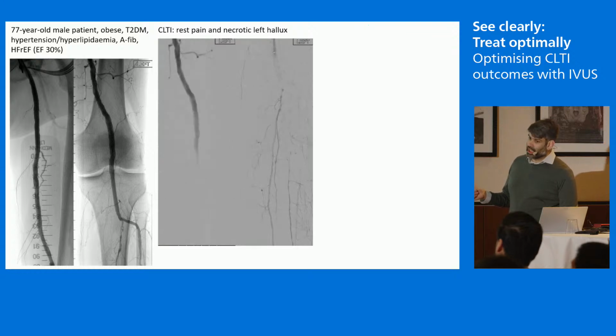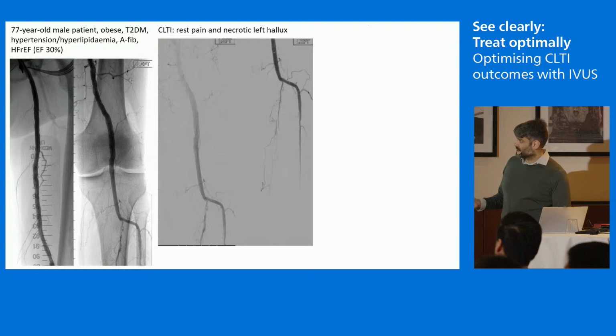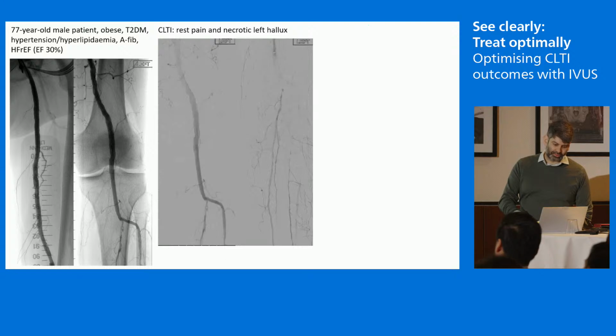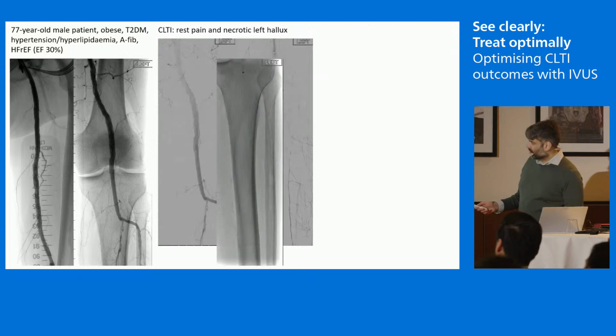So he's got CLTI with rest pain and a necrotic left hallux, and you can see he's got this good AT coming down, but the TPT looks tightly stenosed, and we can see some PT here, but it's not really filling so well. The peroneal's not really there. If we look at the mask image just to assess, you can see there is evidence of some calcium here, but actually this doesn't look too bad. There's a few bits of calcium here and there, but it's not terrible.